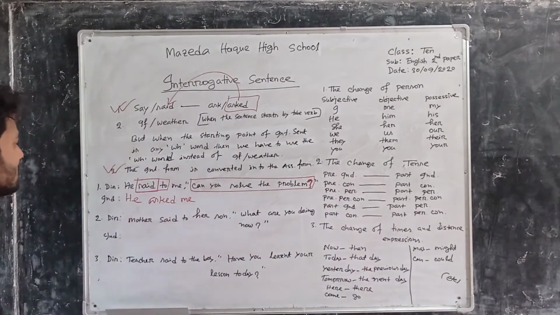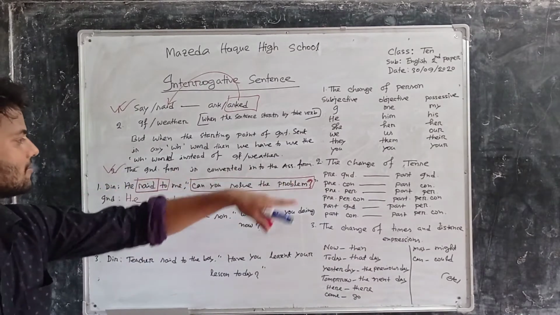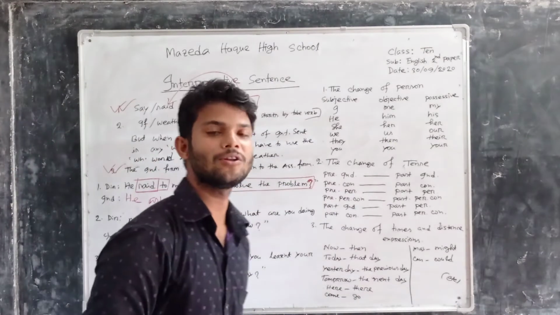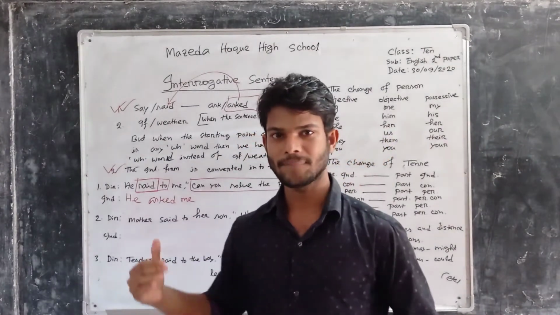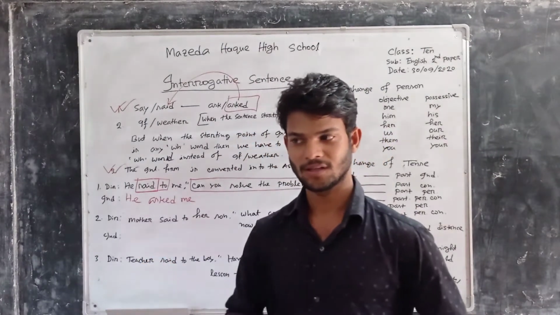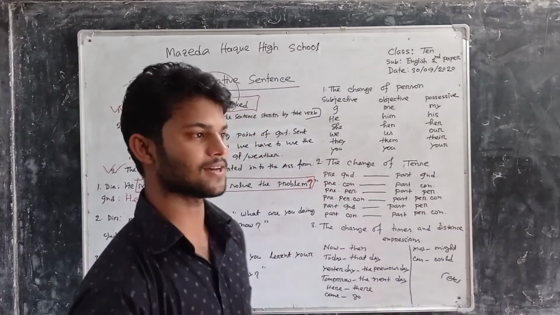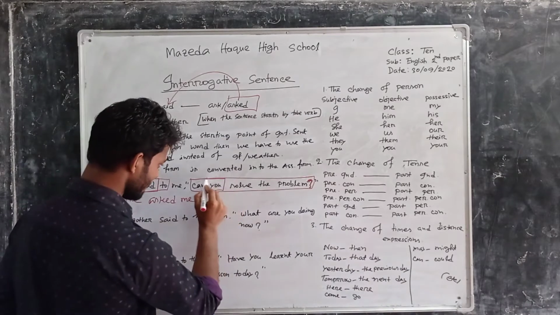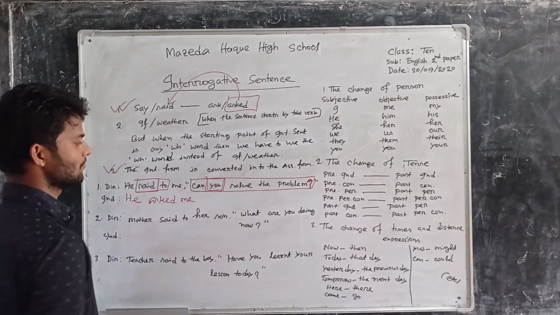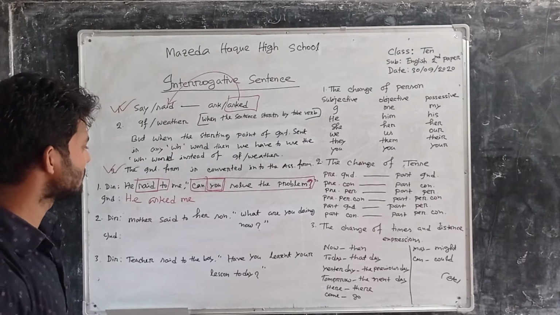The third change, the interrogative form is converted into the assertive form. We know assertive sentence is started by subject. So it is subject and you. You is a second person.